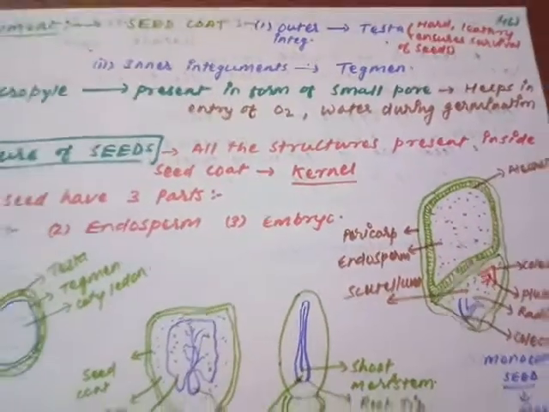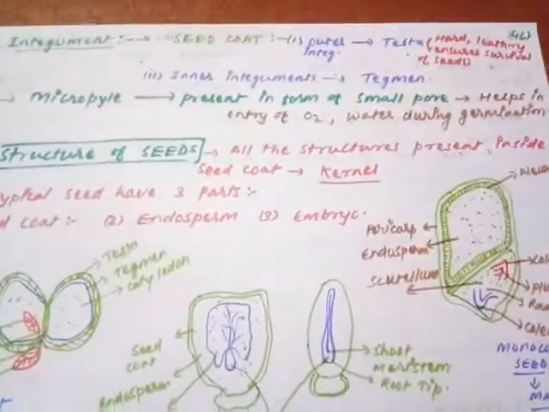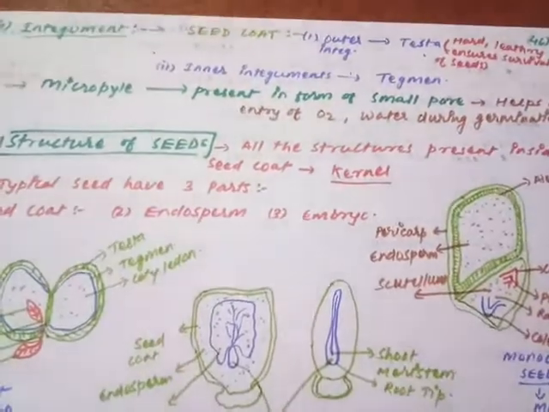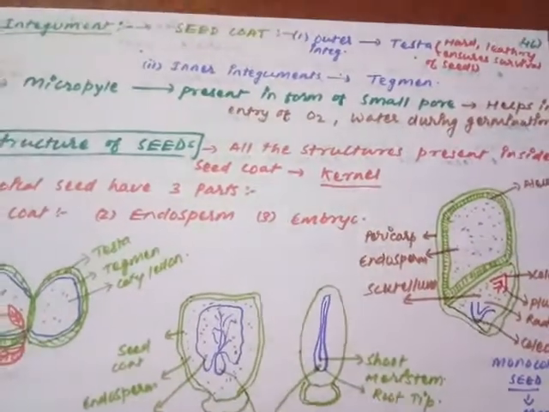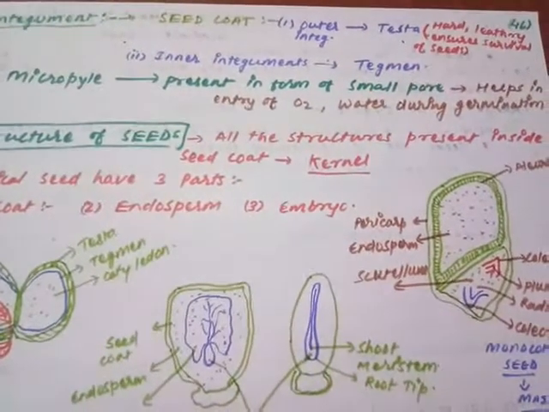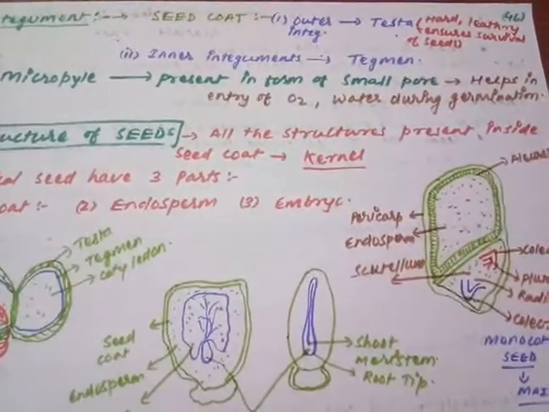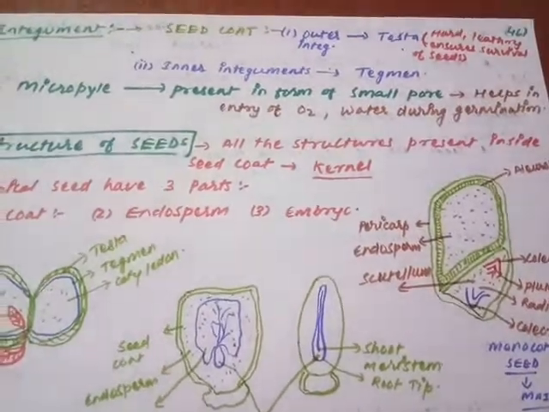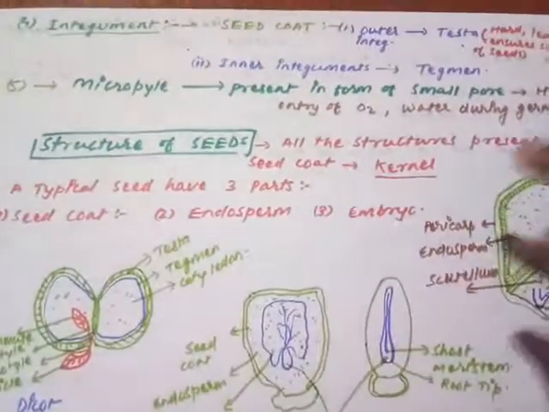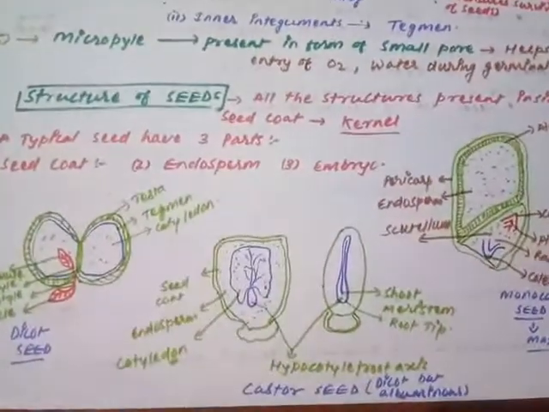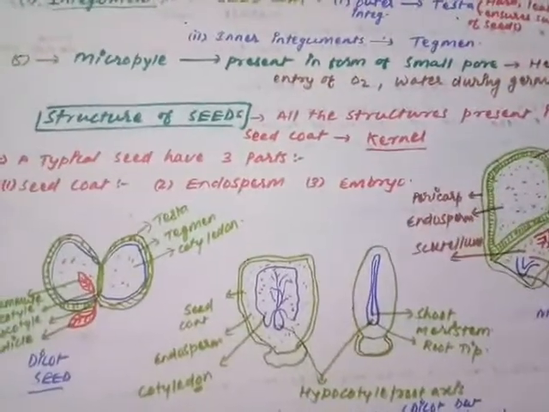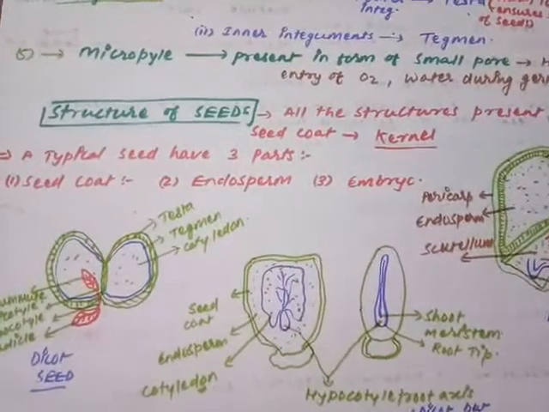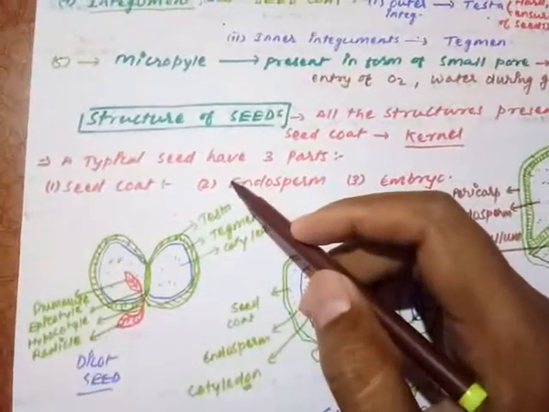So, clear? We have completed the complete development. Now we have understood that the external surface of the seed is covered with the external covering called the seed coat, and whatever structures are present inside the seed coat are called the kernel. Now, from the structural point of view, the seed consists of three parts.